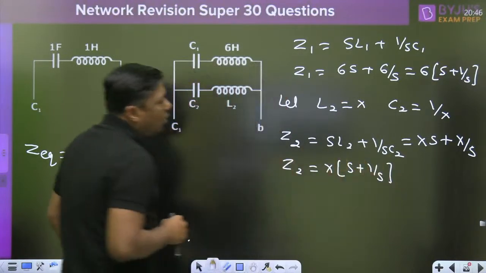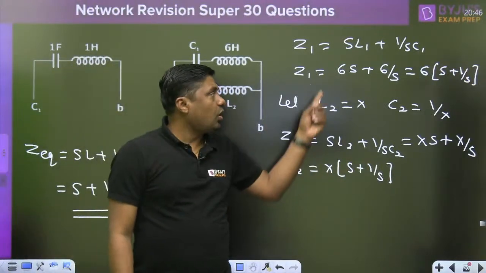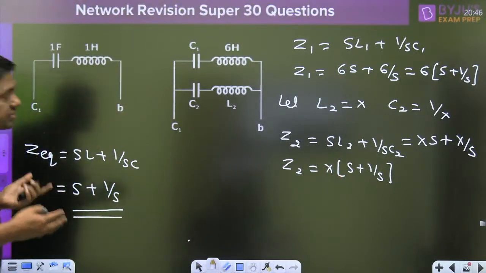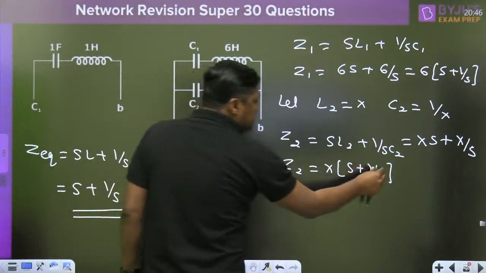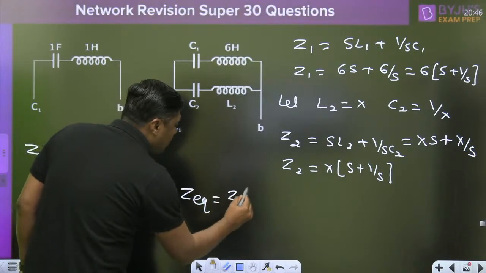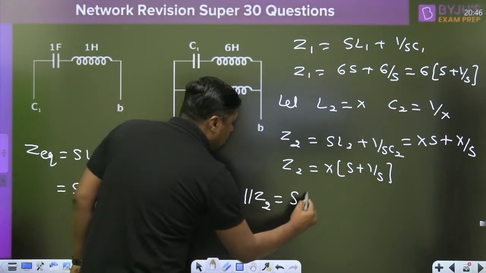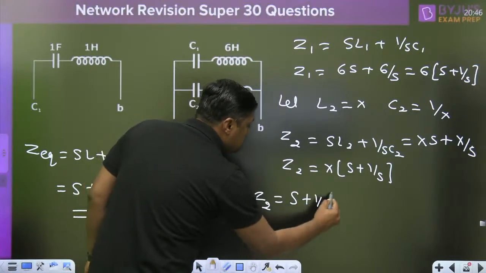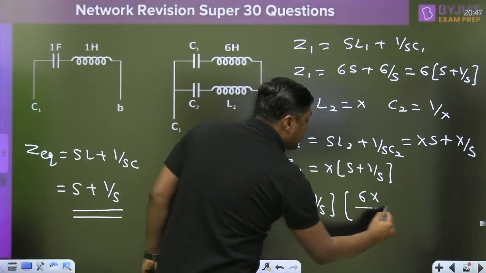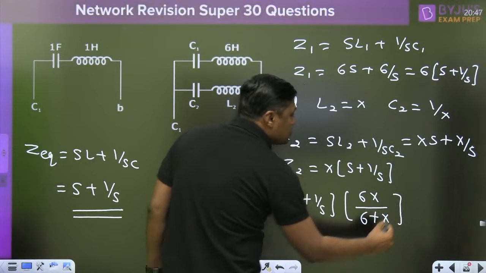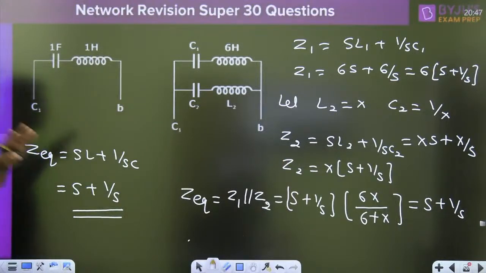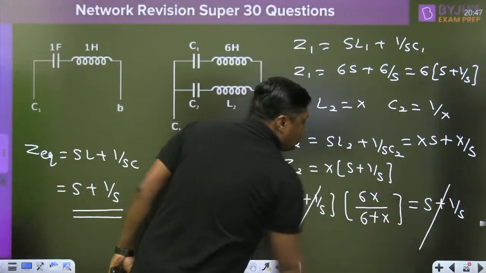That is the method. Now what is the parallel combination of this 6 and X? That should be equal to what? 1. The parallel combination of 6 and X, these two are the impedance, because this term is common. So what is the Z equivalent here? Z1 parallel with Z2. So you can take the common term, S plus 1 by S. Simply calculate the parallel of 6 and X. It will become 6X upon 6 plus X. And that should be equal to what? S plus 1 by S. Because the equivalent circuit impedance are same. This term is cancel out.